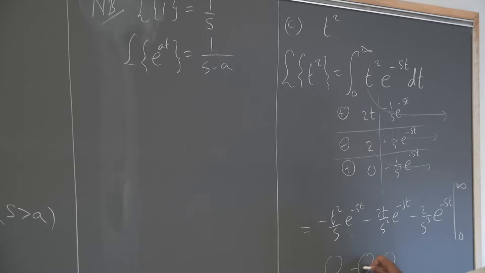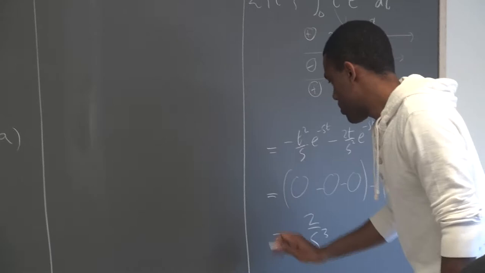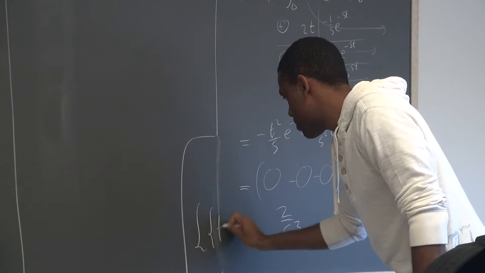So minus, now I plug in 0 for t, that's 0, that's 0. And here I would get minus 2 over s cubed. So this is actually just 2 over s cubed. So this is the Laplace transform of t squared.